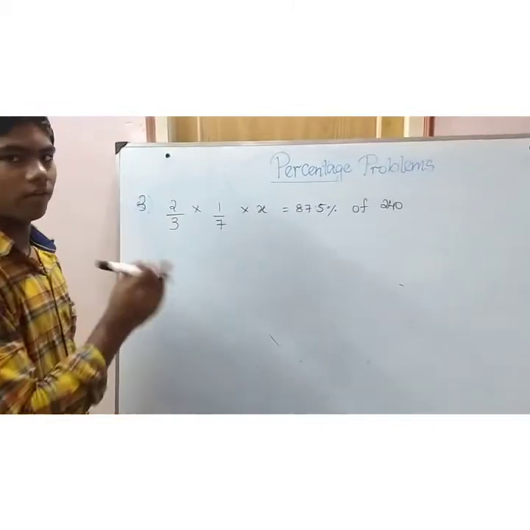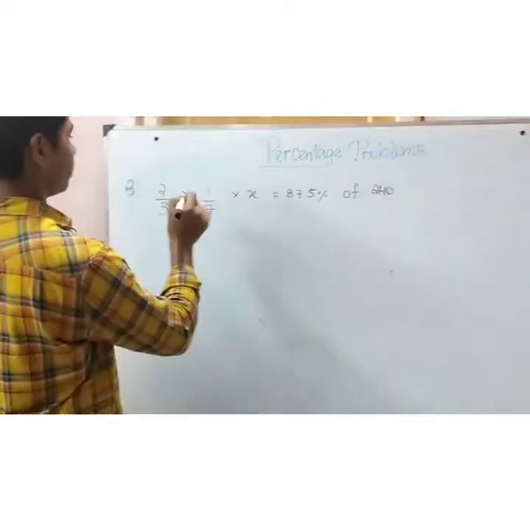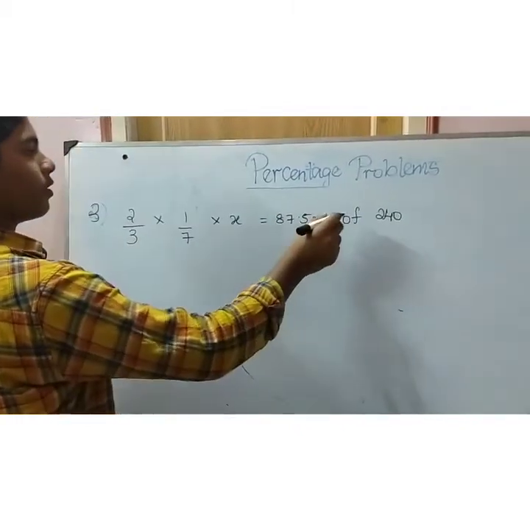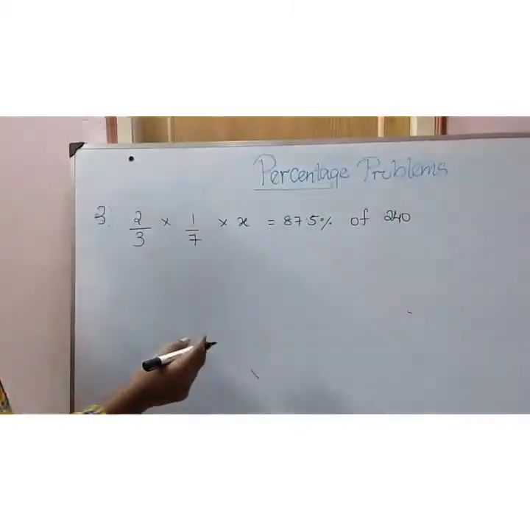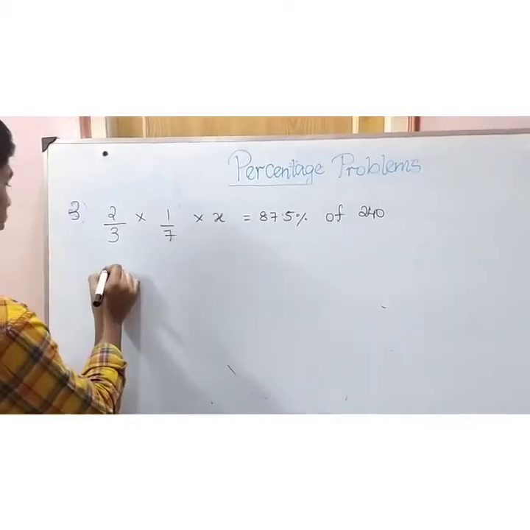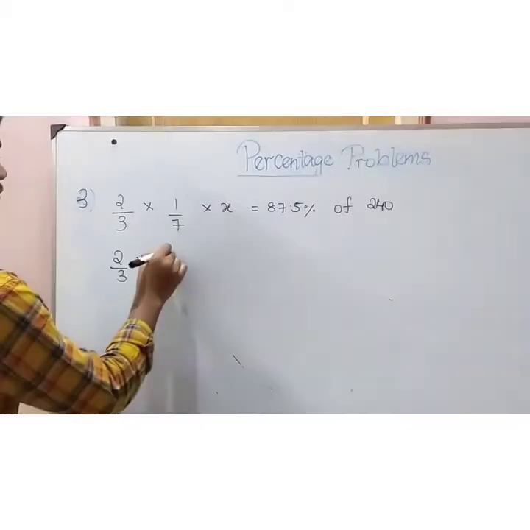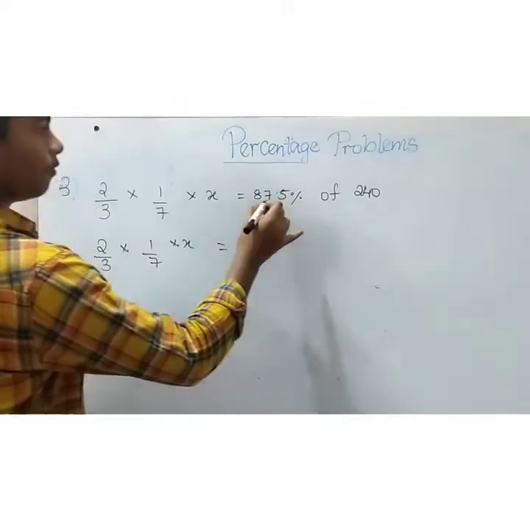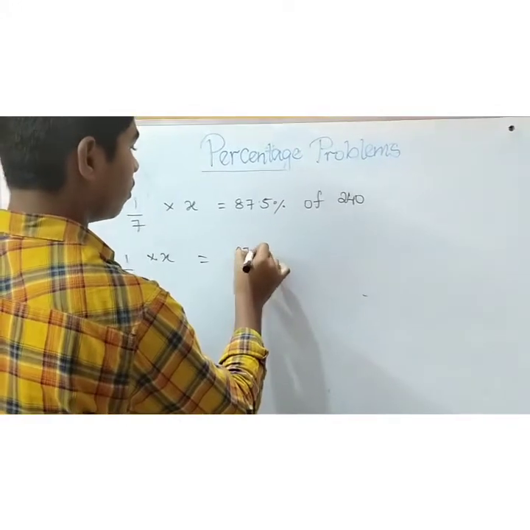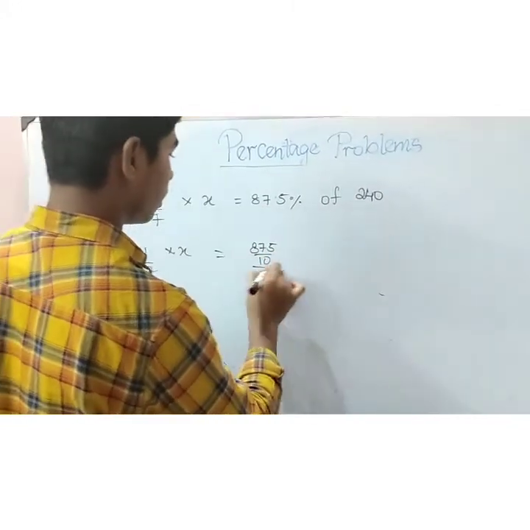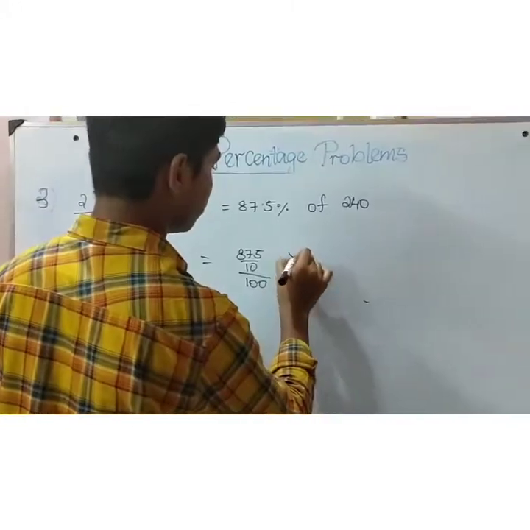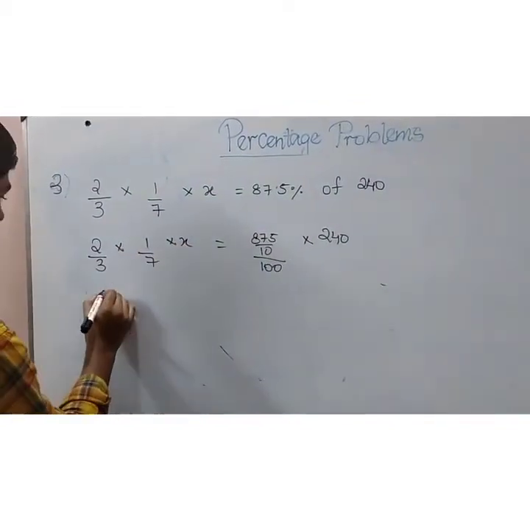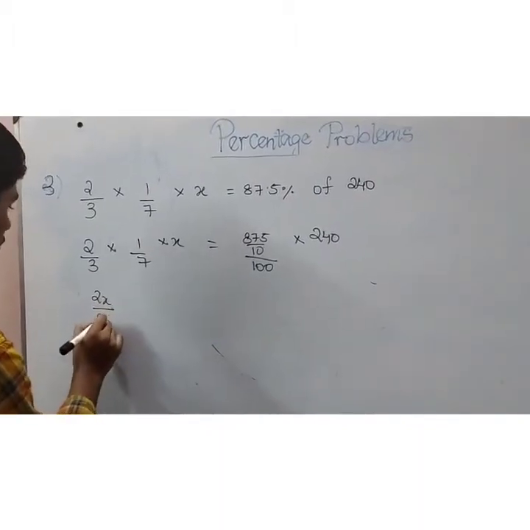Now third question. I will read the third question. 2 by 3 into 1 by 7 into x is equal to 87.5% of 240. In this question we want to find the value of x. That is 2 by 3 into 1 by 7 into x is equal to 87.5 means 875 by 10, percent means by 100, of means into 240. Now 2 into 1 into x is 2x by 3 sevens 21.